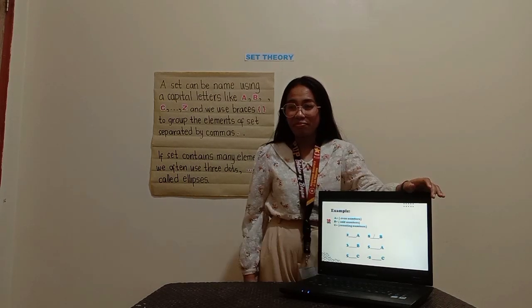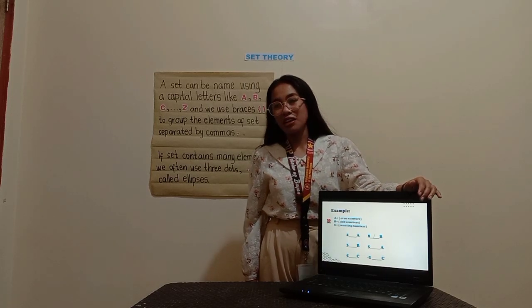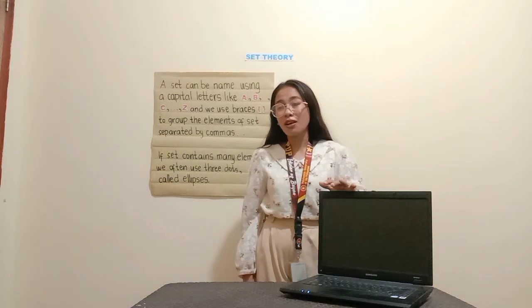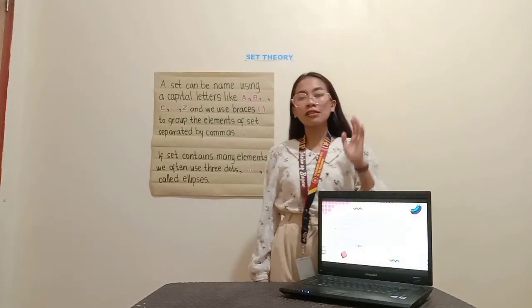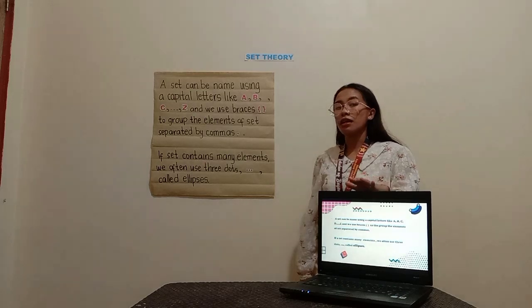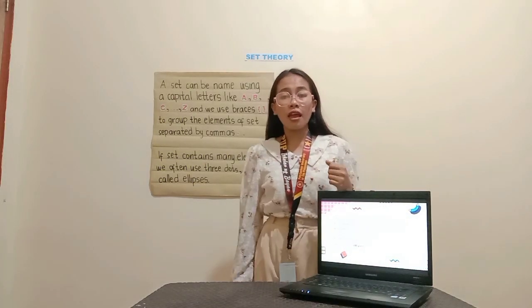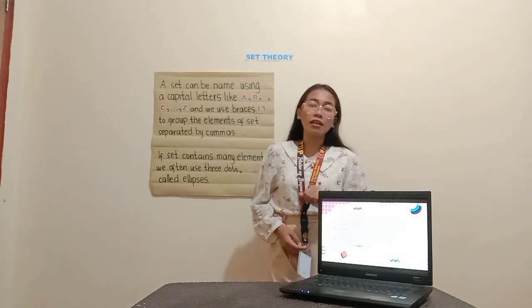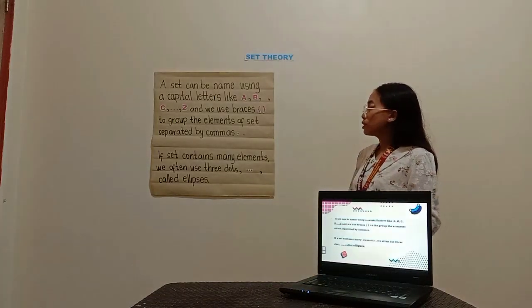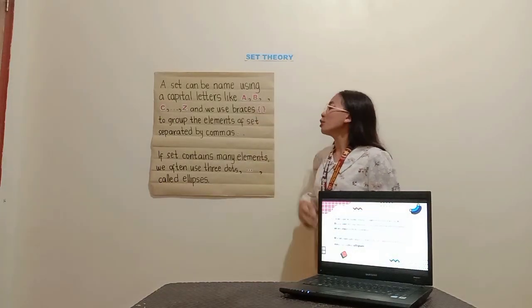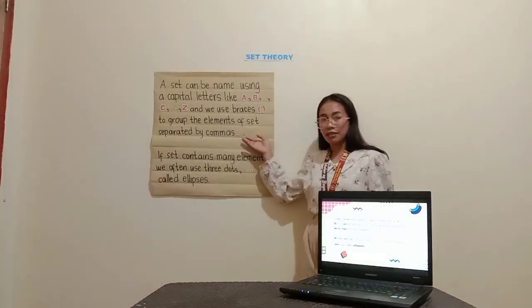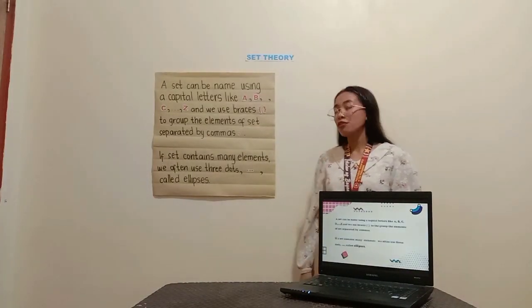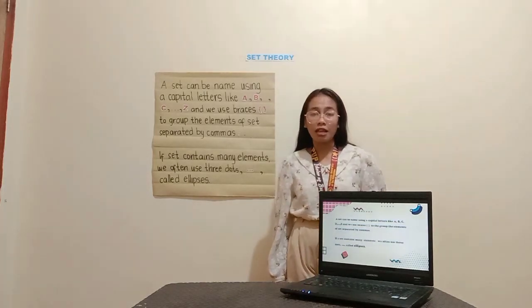Yes, Kevin. Very good. It is not an element because negative 2 is not a counting number. So a set can be named using capital letters like A, B, C, and so on. We use braces to group the elements of a set, separated by commas. When a set contains many elements, we often use three dots called the ellipsis.